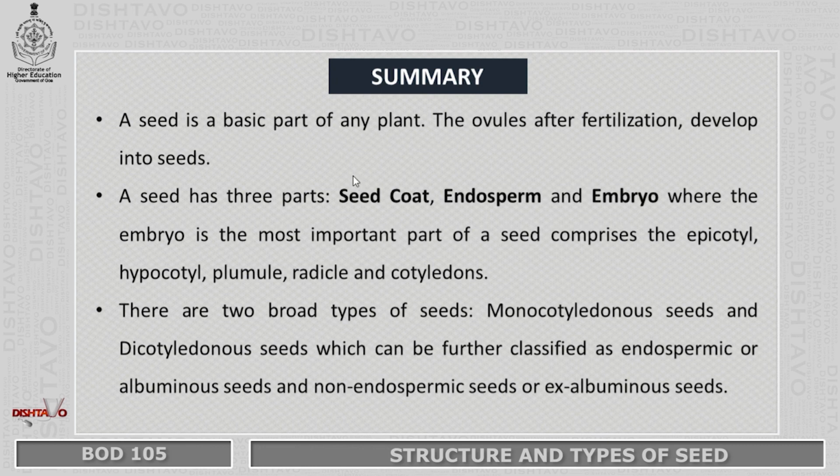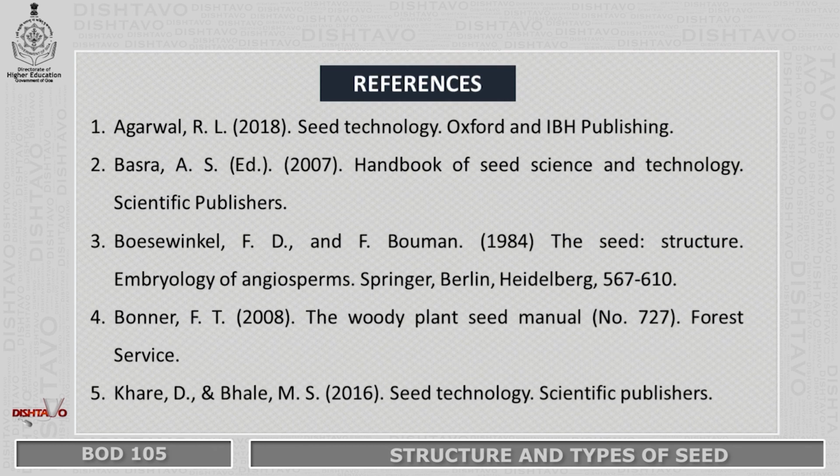The seeds can be broadly classified as monocotyledonous seeds and dicotyledonous seeds, which are further classified as endospermic or albuminous seeds and non-endospermic or exalbuminous seeds based on the presence or absence of endosperm.